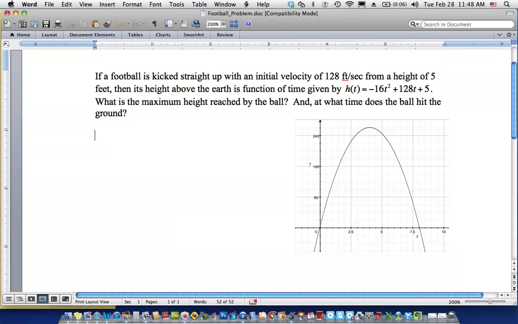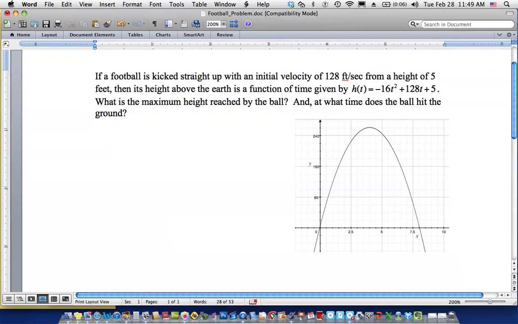Okay, hi everyone. I'm going to show you how to solve this problem. The problem says if a football is kicked straight up with an initial velocity of 128 feet per second from a height of 5 feet, which would be the kicker's leg, I guess, how high up the leg is, then its height above the earth is a function of time given by h of t equals negative 10t squared plus 120t plus 5.